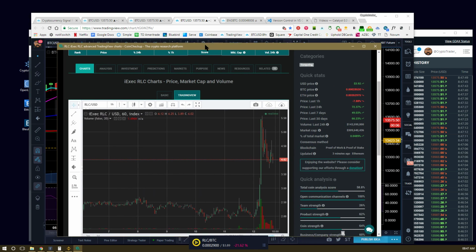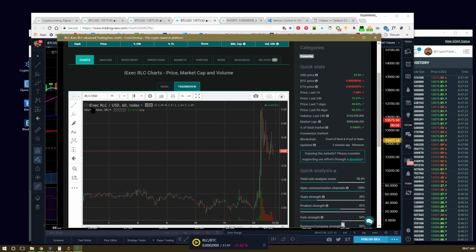Look, it says iExec. Actually, this is on TradingView. It's iExec. It's a cloud. Amazon has cloud services. This is a cloud servicing blockchain somehow. It's red. They pumped it, and they're selling it. How much more can they sell it?